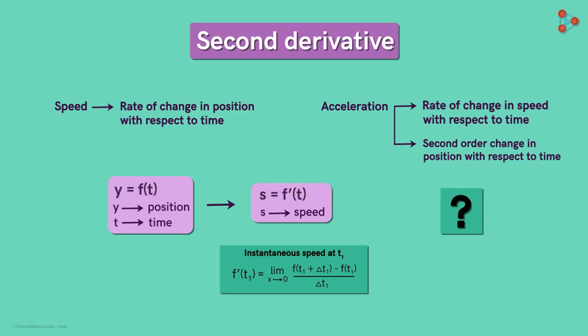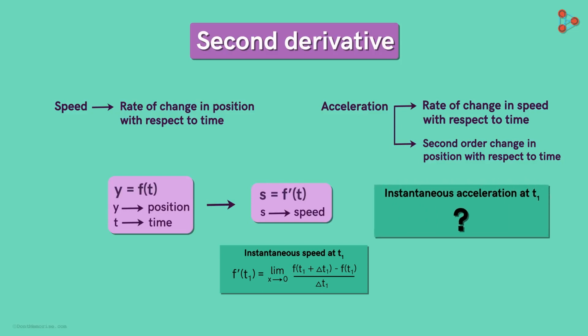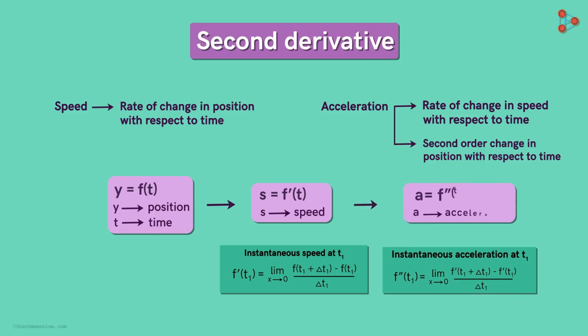Now, can you tell me how we can find the instantaneous acceleration at time t1? It will be given by the derivative of the speed function at t1, right? This means the acceleration function will be given by the second derivative of the position function. So we know that the second derivative of a position function tells us about one important physical quantity.